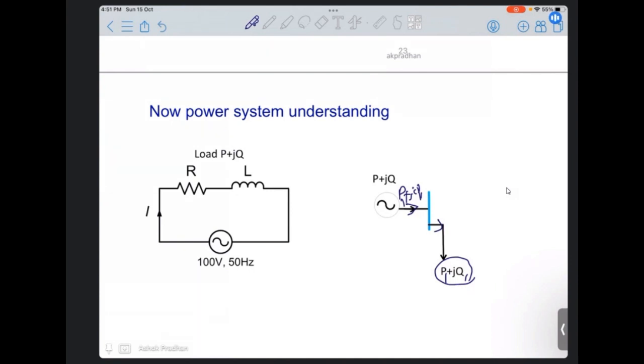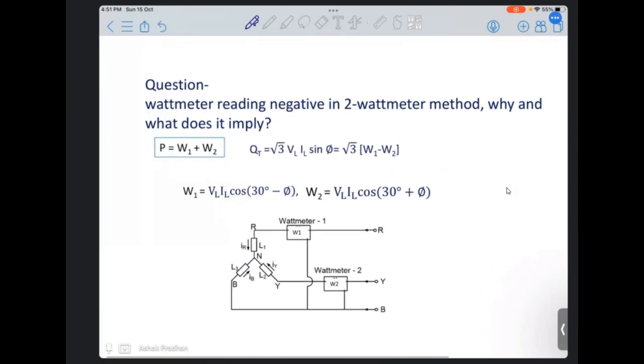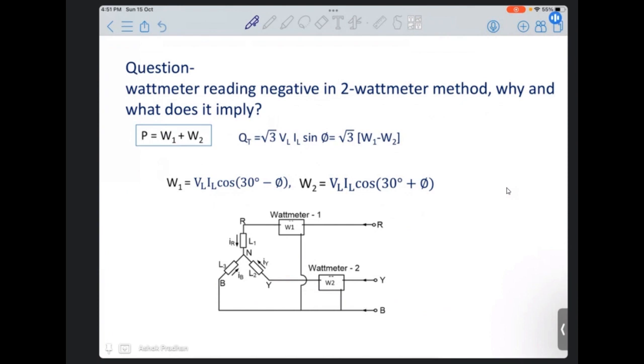It's not that it is going in an inductive mode or capacitive mode or so and so. That has to be given in terms of this. While teaching, we come across another thing, the so-called two-wattmeter method. Of course, the two-wattmeter method is no more applied. This is a theoretical thing.